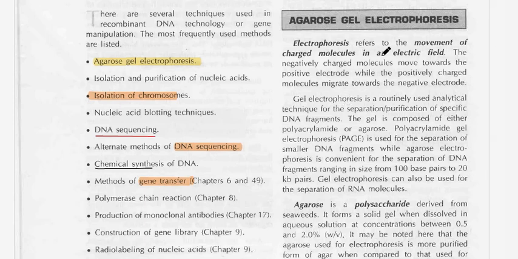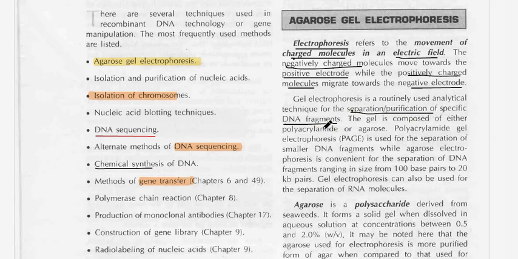So what is agarose gel electrophoresis? First of all, what is electrophoresis? It is the movement of charged molecules in the electric field. The negatively charged molecules move towards the positive electrode, while the positively charged molecules move towards the negative electrode. It is used for the separation or purification of specific DNA fragments.